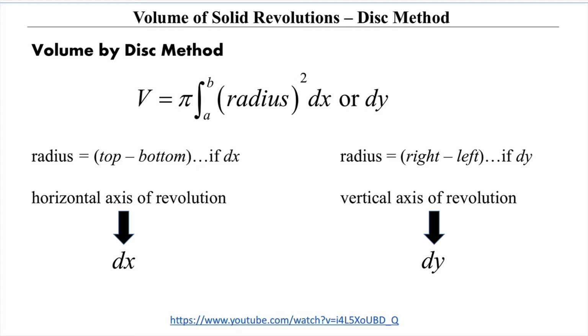If they say you're revolving around the x-axis, the x-axis is a horizontal line, so dx. If you're revolving around x equals 2, x equals 2 is a vertical line, so you're going to be revolving around this way. So the radius is top minus bottom, right? Top minus bottom, just like the video showed, the top and wherever you're revolving around. And the radius is right minus left for dy.